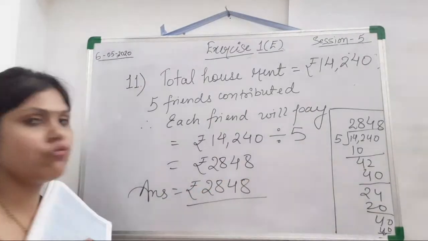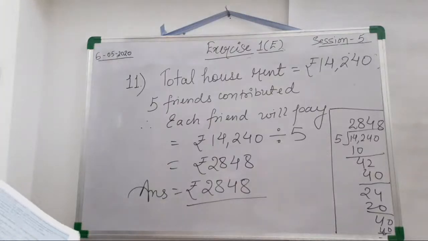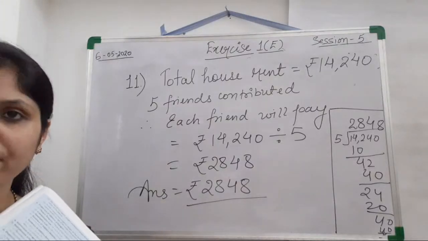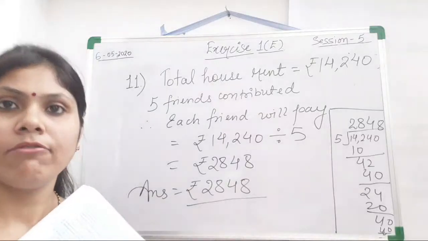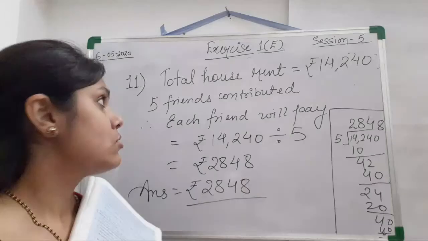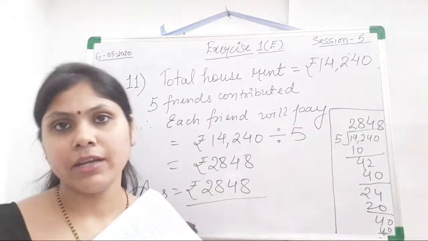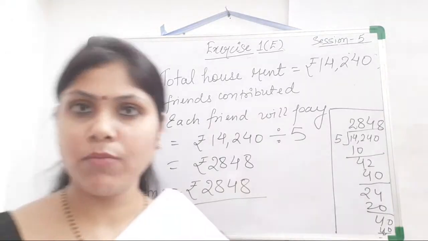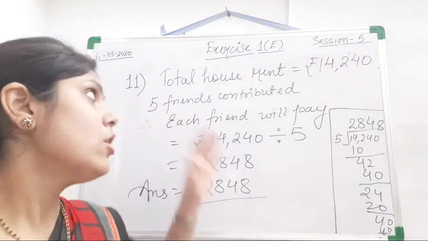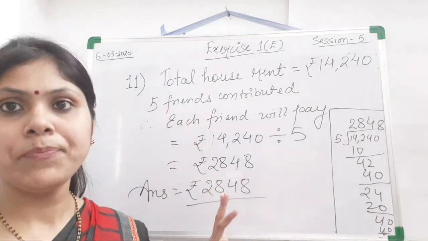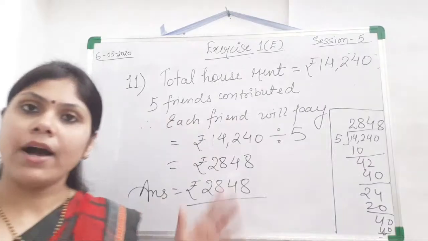So each will contribute rupees 2,848. Fine. First we will write the total house rent. Again I am saying, statements can vary. If you want to do it on your own, I am just explaining, you can do it on your own. And those who can't can copy it from here.